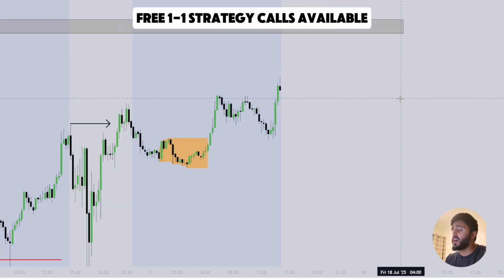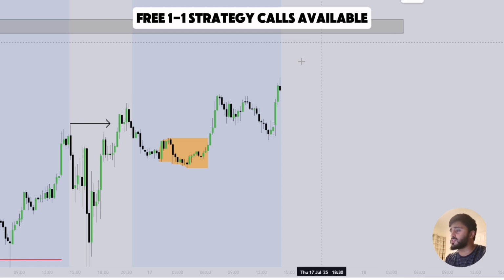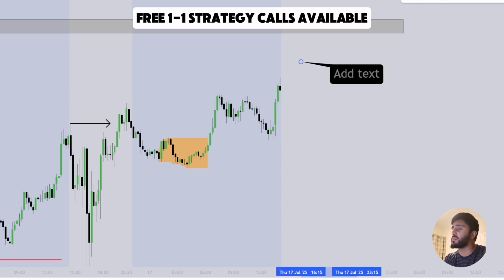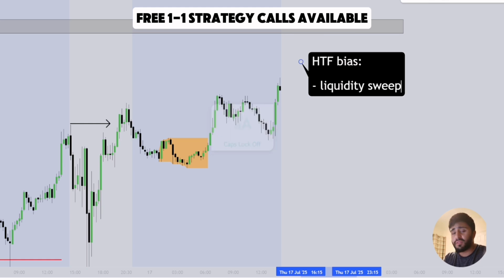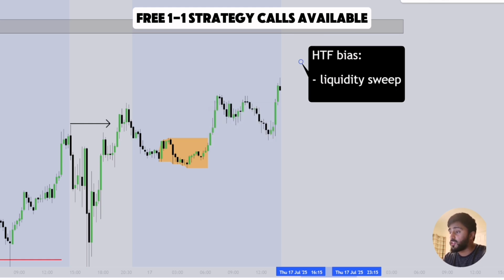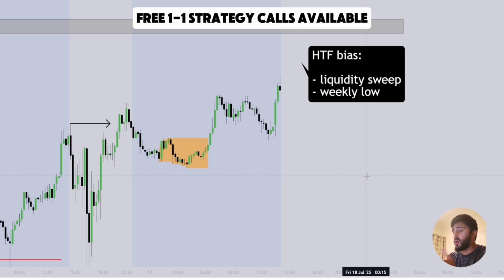On Thursday, my bias was bullish. And the reason my bias was bullish, there's quite a few reasons. So when people struggle with a higher time frame bias, this is why they struggle with it. A higher time frame bias is easy to form. You're looking for a liquidity sweep: previous day low, previous week low. You're also using what we call the weekly low. So where has that weekly low occurred? Typically on a Tuesday or a Wednesday, right?